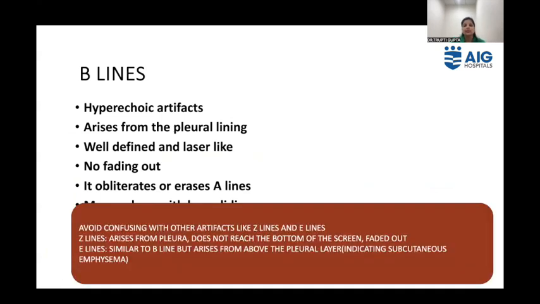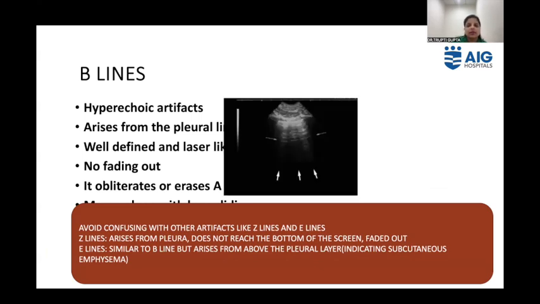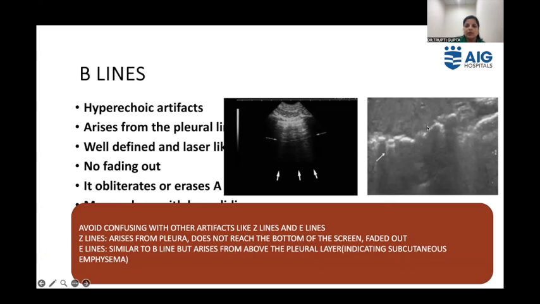There are a few lines which can be confused as a B line. The first one is the Z line. The Z line arises from the pleura, and it does not reach the bottom of the screen. You can see it has faded out here only. The other one is the E line. These are similar to B lines, but they arise from above the pleura. This is an example of subcutaneous emphysema. In it, you get the line starting above the pleura.